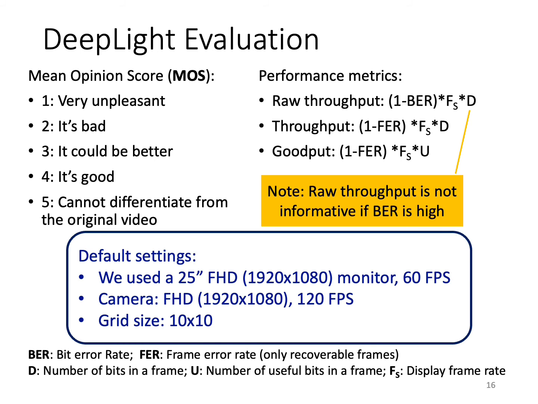In our experiment, we use a 25-inch Full HD monitor with a refresh rate of 60 frames per second. The camera records Full HD video at 120 frames per second, and by default we use a grid size of 10 by 10.